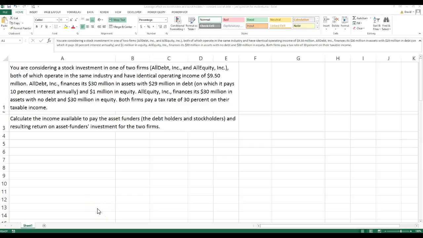Okay, I'm going to go over a problem where we will look at how leverage affects the return on the asset funders of a corporation. And by asset funders, I mean both the people that fund using debt and the people that fund using equity to fund the assets of a corporation. And also, we're going to look at how that affects just the stockholder or equity funder by themselves.